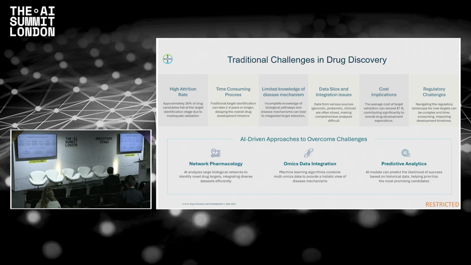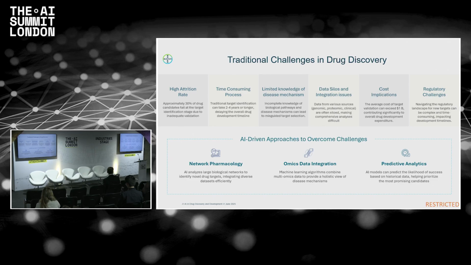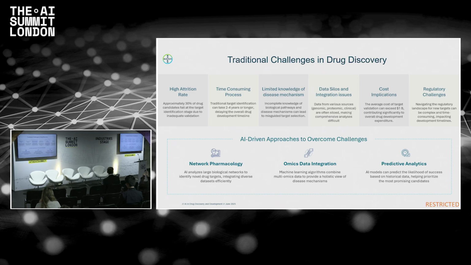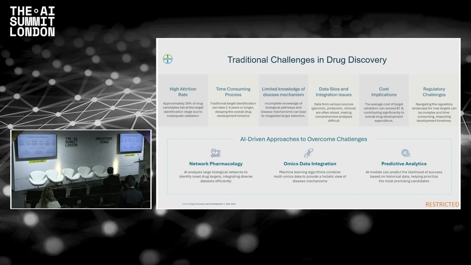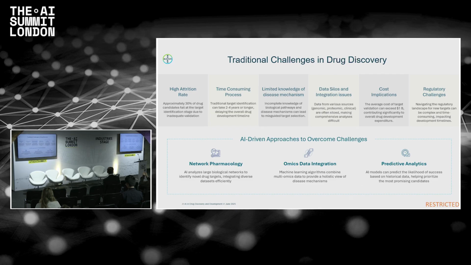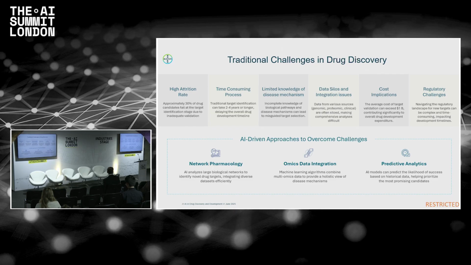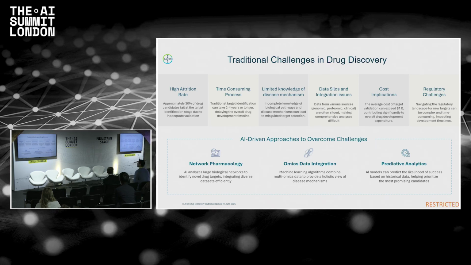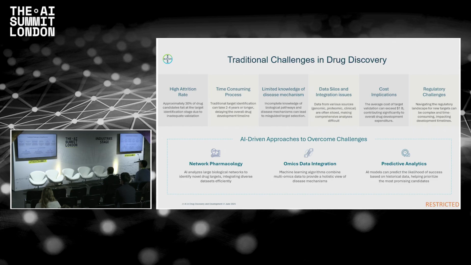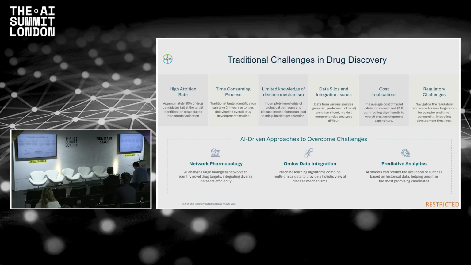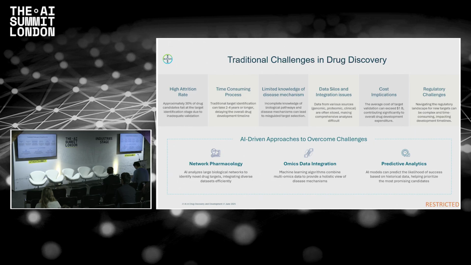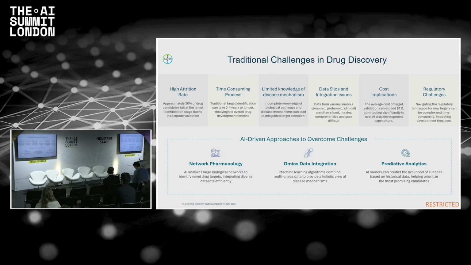And then it comes with data silos, because there are multiple data sets we work with: proteomics, genomics, imaging data, radiomics, and so on. And these data sets sit in multiple locations and different systems. So integrating those data sets and trying to extract knowledge is not always that straightforward, unfortunately. Then there are the cost implications. I think I showed you that the overall cost of drug development could be up to 2 billion. And then there are regulatory challenges.